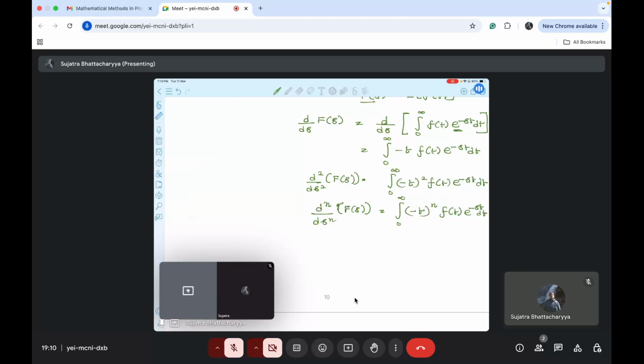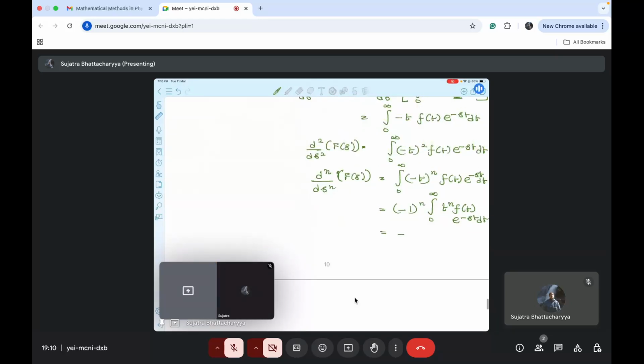Fine. So can you take this (-1)^n outside, and ∫ from 0 to infinity of e^(-st) t^n f(t) dt. So (-1)^n, keep it as it is. What is this? Laplace transform of t^n f(t).